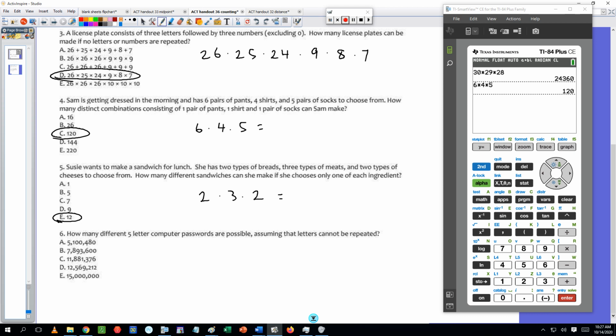How many different 5-letter computer passwords are possible, assuming that the letters cannot be repeated? So 5 letters. You have 26 choices for your first letter. You've used the letter, you're down to 25, down to 24, down to 23, down to 22, and that would be 5 letters. 7,893,600. Your answer is B.